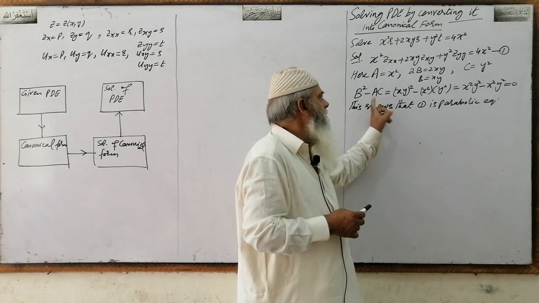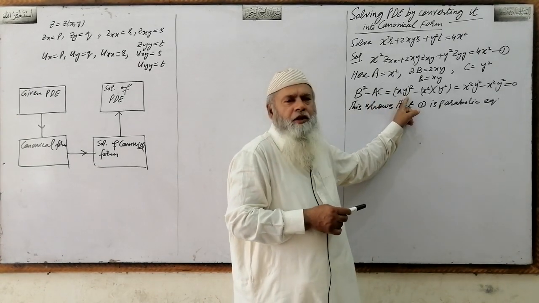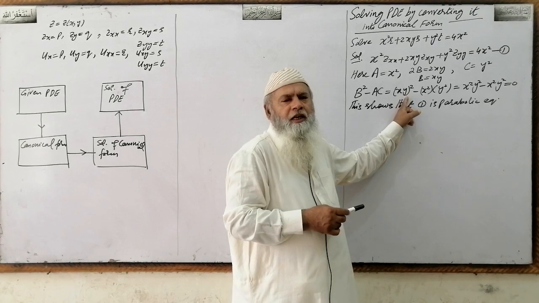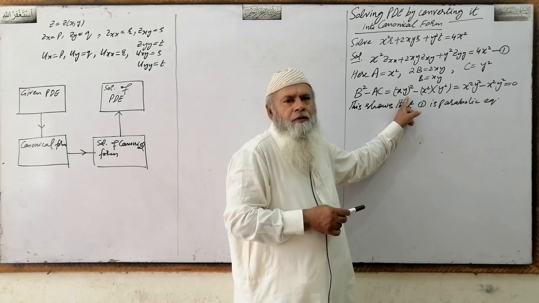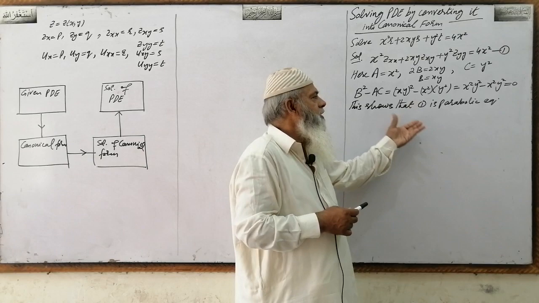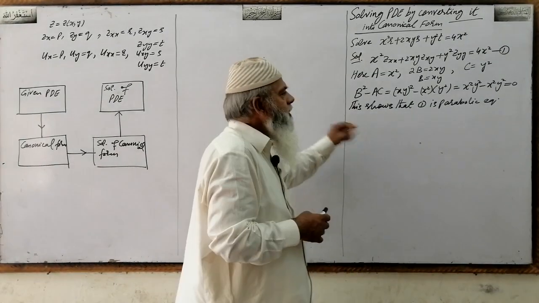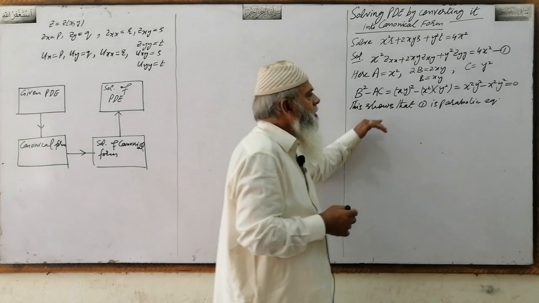Now, if b square minus ac is greater than 0, it would be the hyperbolic equation, and if it is less than 0, it will be an elliptic equation. Now here the case is that this differential equation is parabolic.